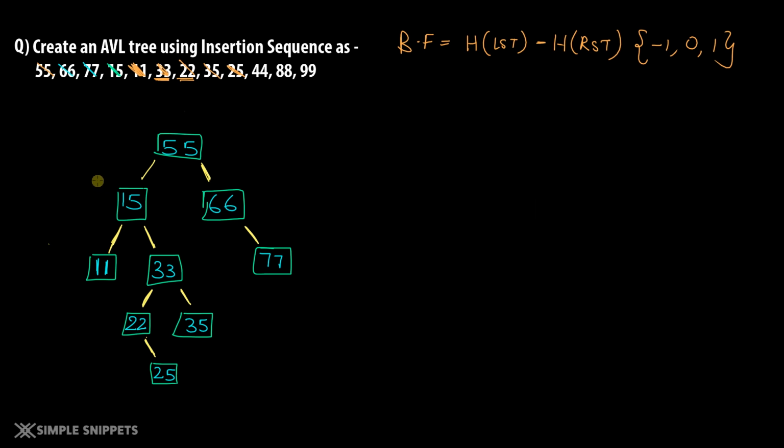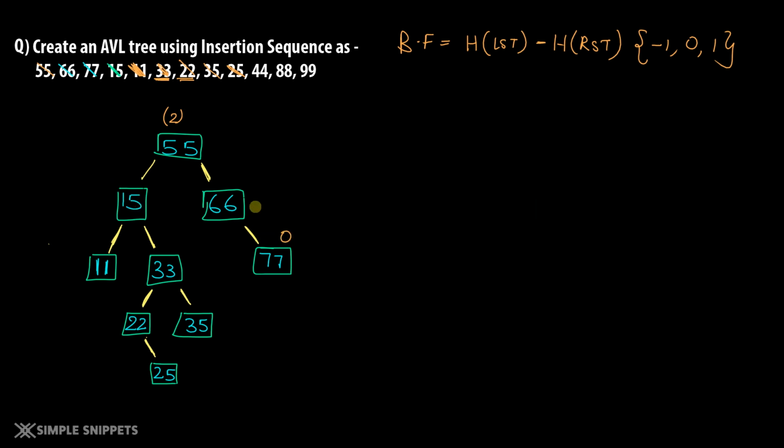For node 55, which is the top node, the root node, this is the left subtree. What is the height of this left subtree? Starting from 15, you have to go on the longest path. So 1, 2 and 3 is the longest path to the leaf node. So now the height has become 3, minus the height of the right subtree, which is as it is, 1. So 3 minus 1 gives you 2. So imbalance, correct?